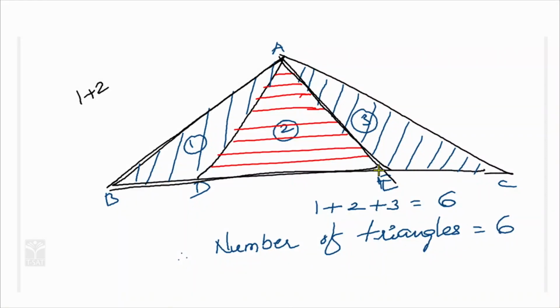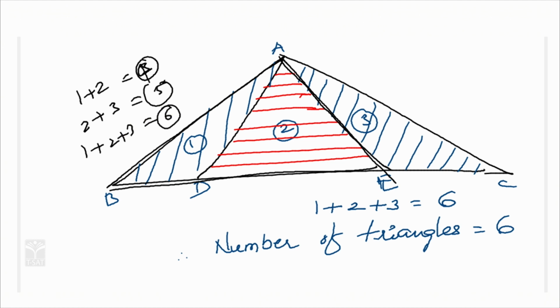If you see this triangle, ABD is one triangle, ADE is one triangle. The combination of 1 and 2 gives one more triangle, that is ABE, and 1 plus 2 is considered the third triangle. Of course, here 3 is given, so you have to say it as the fourth triangle. The second triangle plus the third triangle, ADE and ADC, will form another triangle, called ADC, the fifth triangle, correct? The whole triangle ABC, means 1 plus 2 plus 3, is the sixth triangle.